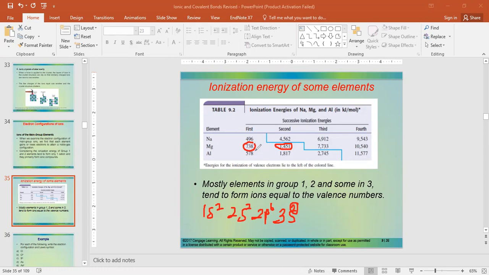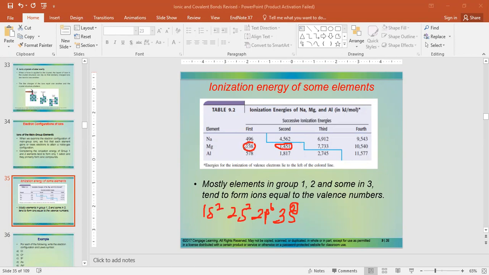One, because the moment you remove one electron here, the effective nuclear charge increases and the remaining electron is held by stronger forces than the other electron, and therefore you can see the energy required to remove the second electron is higher.